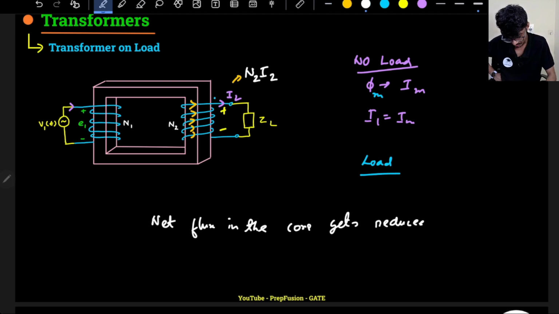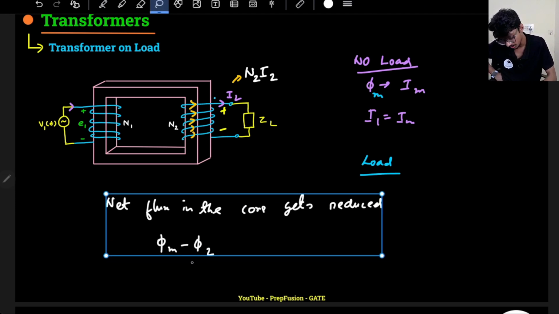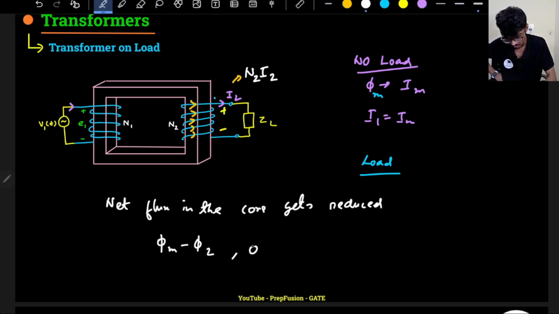What is the net flux now? Net flux is phi m minus this phi 2, right? Phi m minus this phi 2. Basically, flux also is proportional to the MMF only, right? So net MMF on the core previously was N1 into Im, and now it has been reduced to N1 into Im minus N2 into I2.